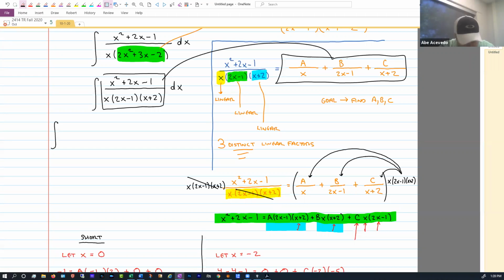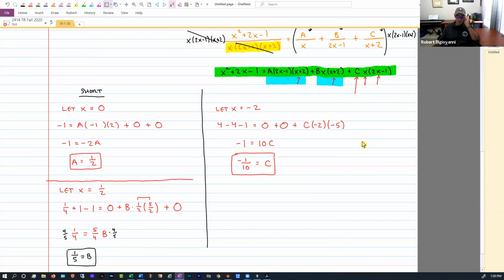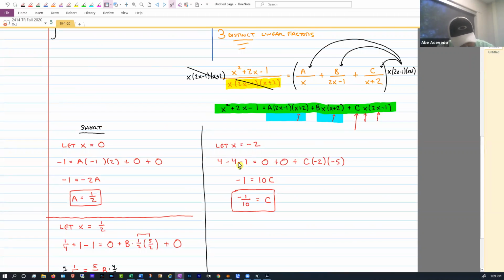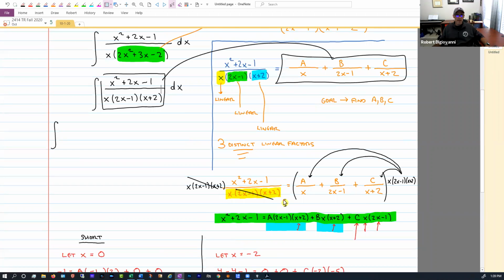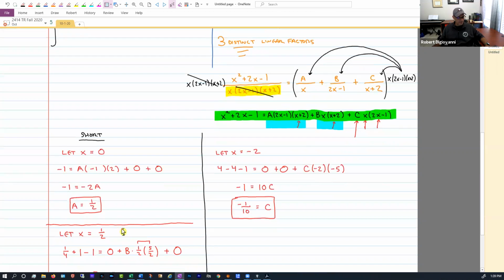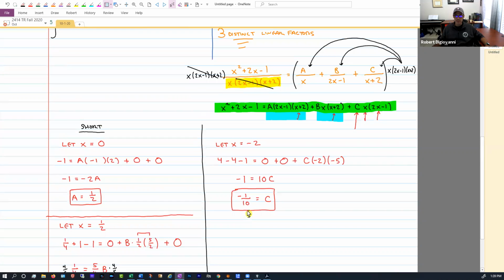So how much was C? 1/10? -1/10? -1/10, right? Because this became a -1 over here. Yeah, minus and minus is plus. I got that wrong, right, there it is, a plus. Okay, so A was a half, B was a fifth, and C was -1/10.